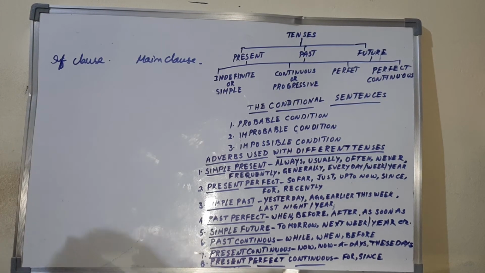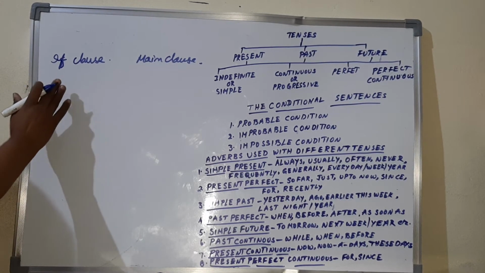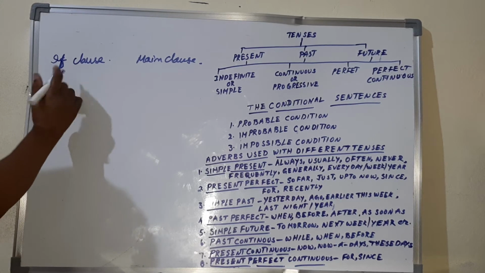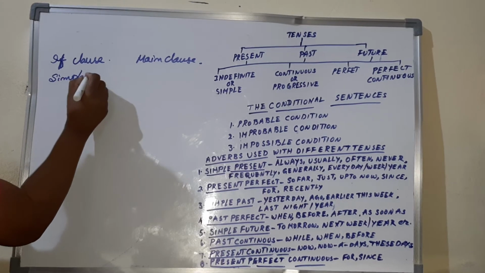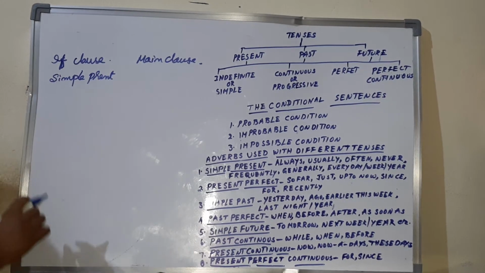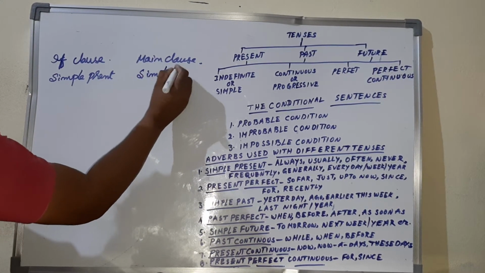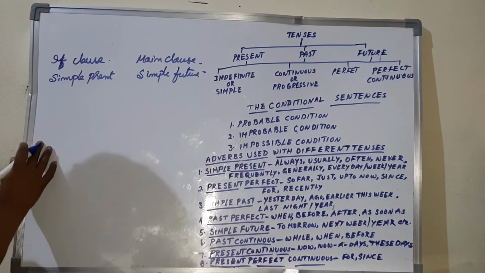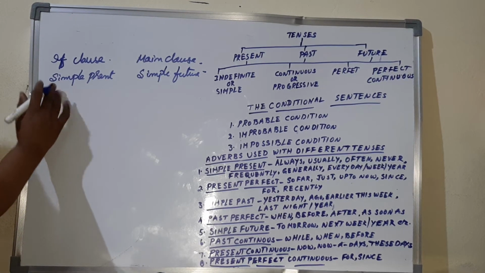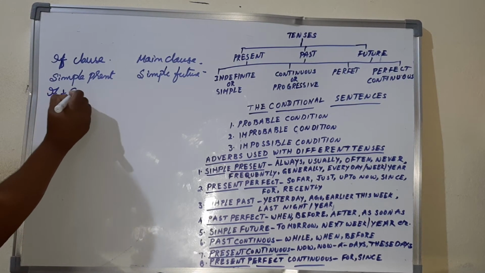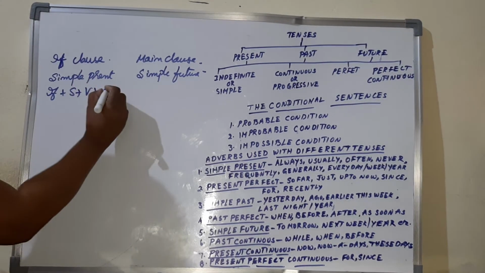First, the probable condition. The term probable condition means the simple present tense comes in the if clause. Here, in the if clause, we use simple present, and in the main clause, we use simple future. The if clause structure is: if plus subject plus verb plus object.